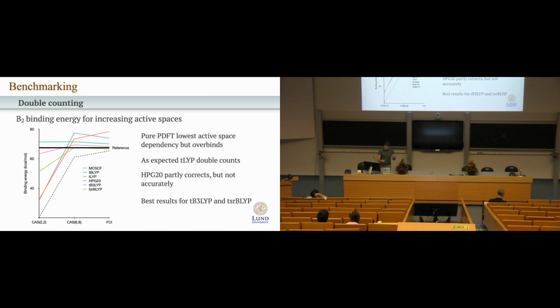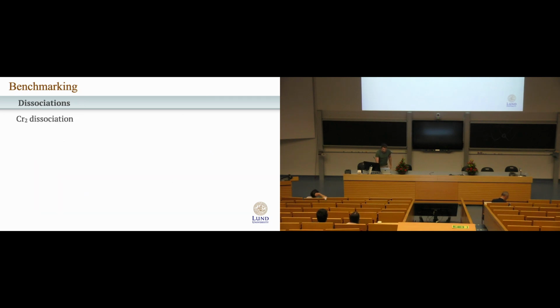And finally, what we see is, again, the best results are for these two other hybrid types, where for the small active space, it's not quite there yet, but for the full valence one, you're already pretty much converged, and there is no double counting. And finally, the most difficult case we might think of is chromium dimer dissociation.